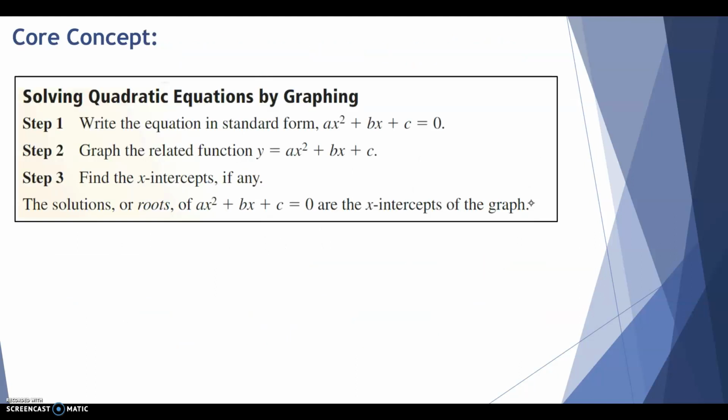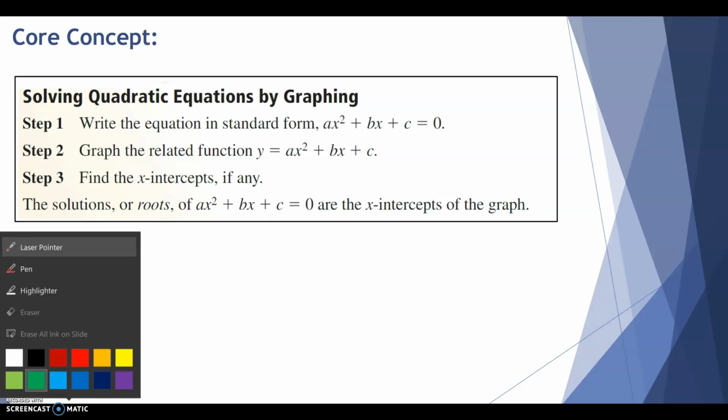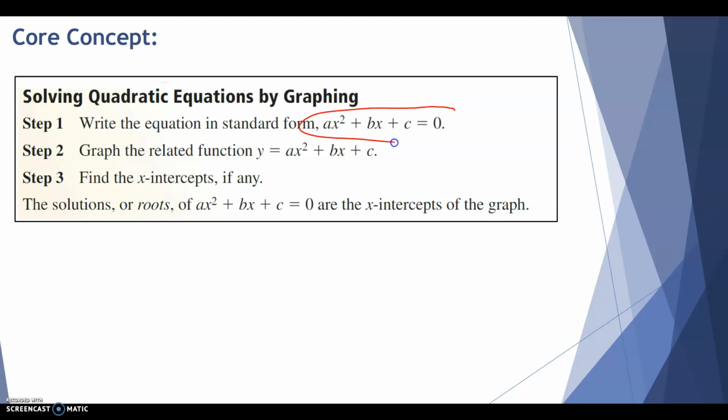All right, so pretty much these are the steps. Make sure you write the equation in standard form. And the most important thing would be to make sure it equals 0. So if there were other numbers on the other side, you would have to move them over. Then we're going to graph, and then we'll find our x-intercepts.